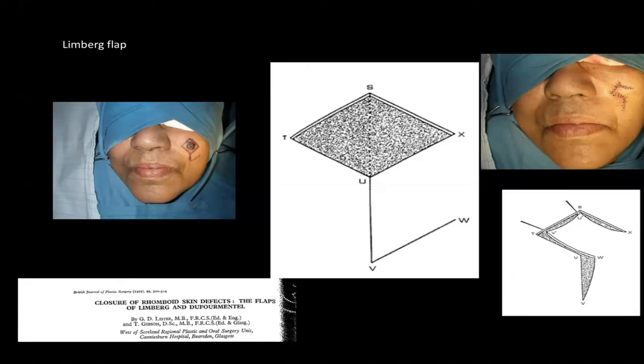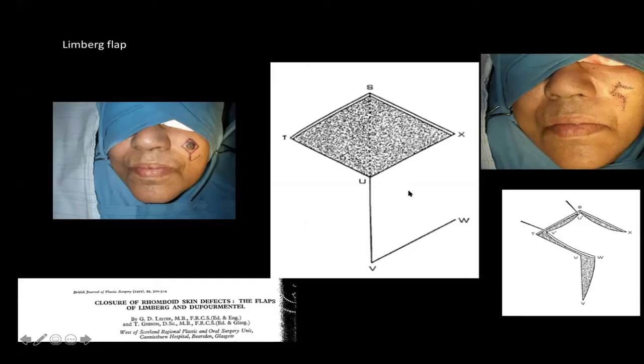So a Limberg flap is a very elegant solution for reconstructing small defects of the cheek. Basically, you're converting the ellipse from curved lines to a straight line. And for each Limberg, or each rhomboidal defect, you can mark 4 Limberg flaps. So here, if you look at this picture, the defect is TSXU, and then you mark out a Limberg flap, which is U, V, and W, UV being the same length as the short axis of S and U.